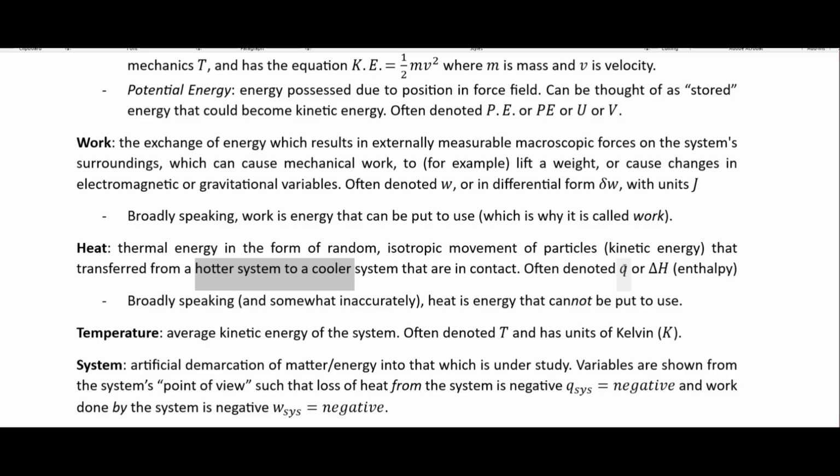Heat is often denoted with Q, that can be either lowercase or uppercase, or as we'll talk about in later videos, it can be equated to the enthalpy, which is going to be what the internal energy is when we're at constant pressure and volume. So broadly speaking, and somewhat inaccurately, heat is energy that cannot be put to use. We'll see, for instance, in the Carnot cycle, that heat can be put to use for doing work, but generally the breakup of energy between work and heat says that work is energy that can be used to do things that we are interested in. Heat is just kind of a wasteful byproduct.